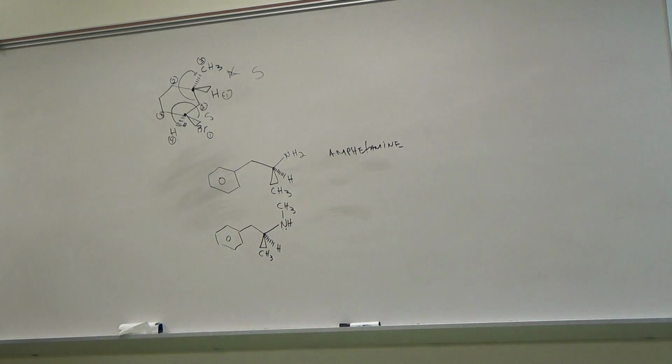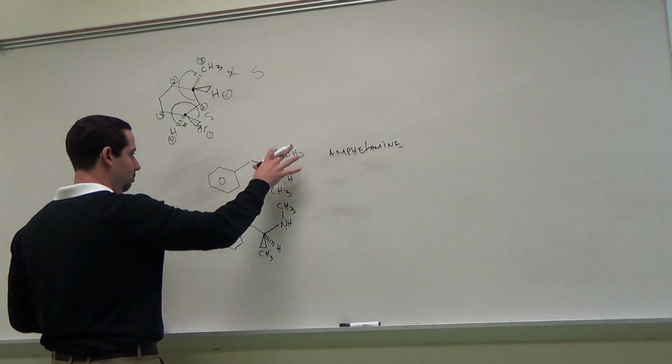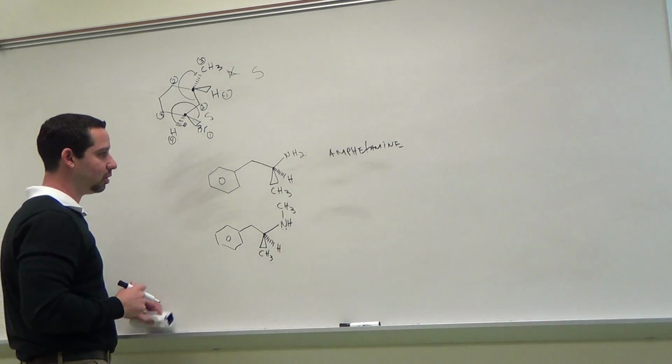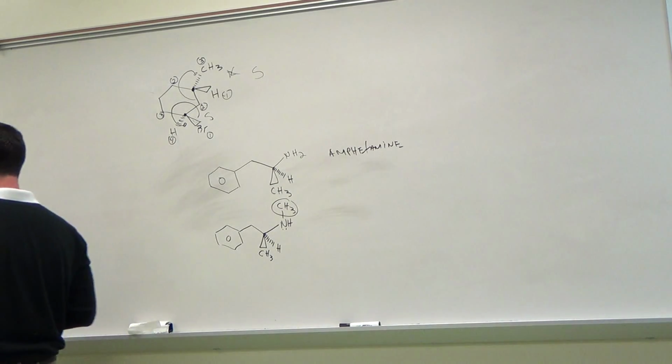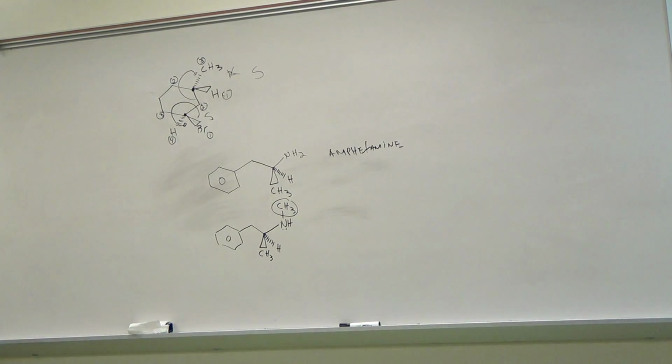How's that? Now find the enantiomer of this one, the amphetamine. This is methamphetamine because of this methyl group here. And of course, everyone knows what methamphetamine is, right?